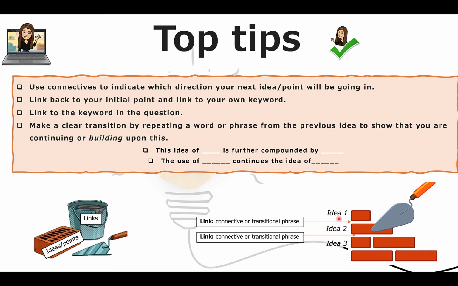So in between idea 1 and idea 2, or sentence 1, sentence 2, have a connective or a transitional phrase where you repeat words and ideas from the previous sentence or the sentence before that. And that's how you just keep moving through your paragraph. New idea, link. New idea, link. And that's how you ensure that everything is cohesive, relevant, and clear.